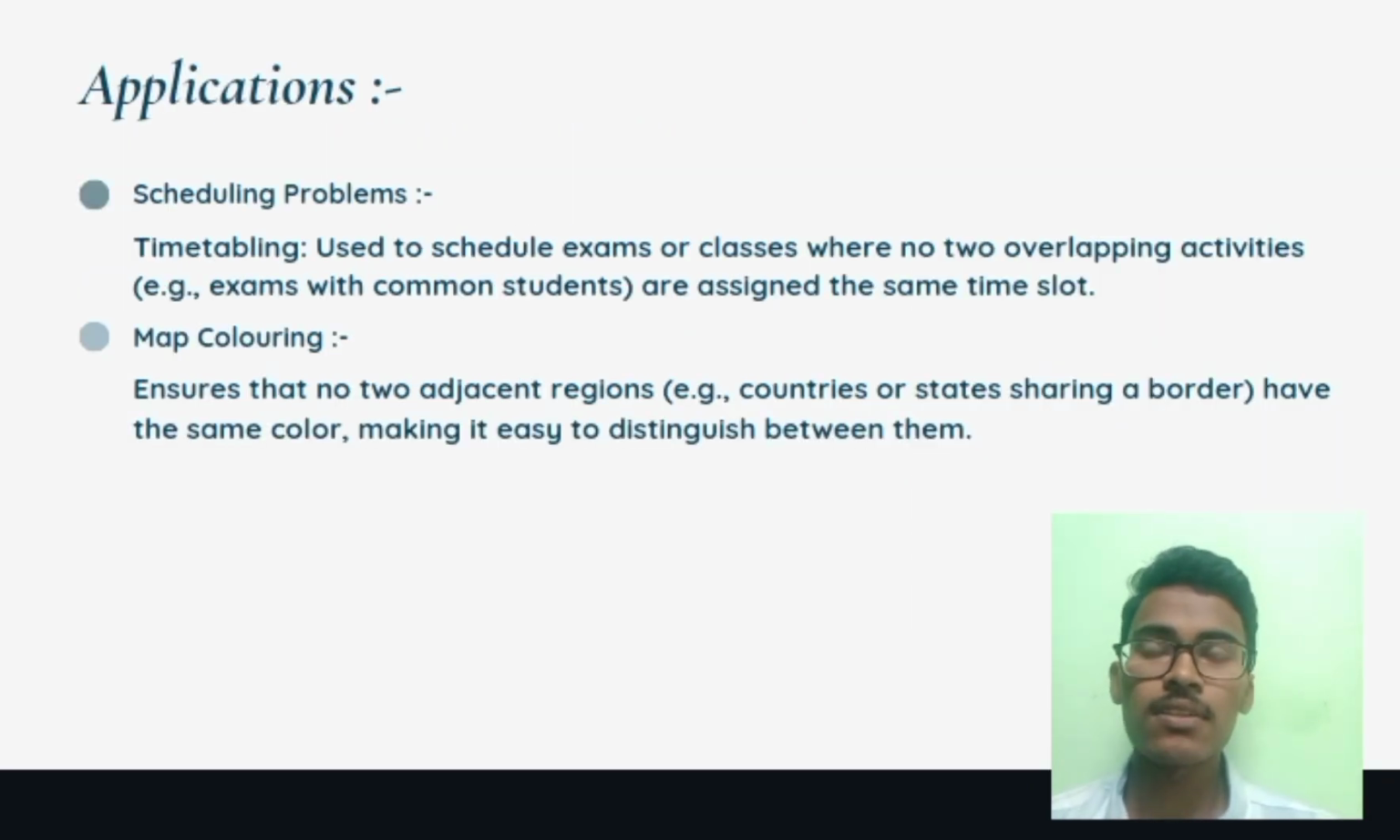And the applications of the graph coloring problem: these are the applications where we can use the graph coloring problem. One is scheduling problems, timetabling, used to schedule exams or classes so that no two overlapping activities, for example exams with common students, are assigned the same time slot. And the second application is map coloring, which ensures that no two adjacent regions, for example countries or states sharing a border, have the same color, making it easy to distinguish between them.